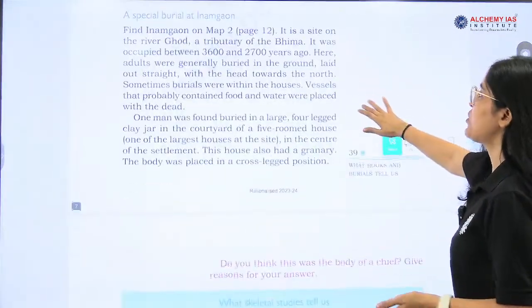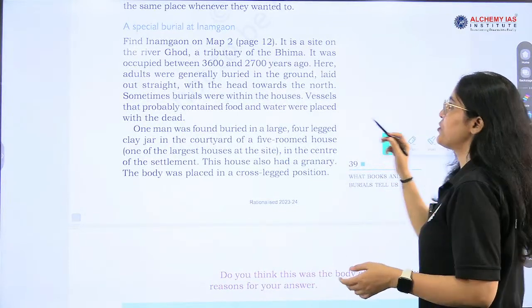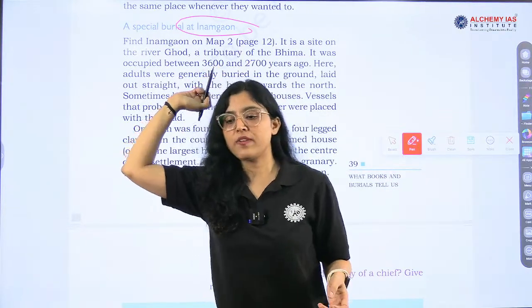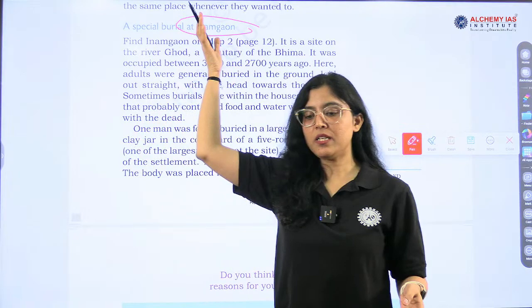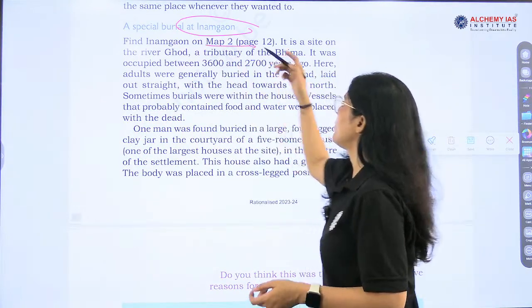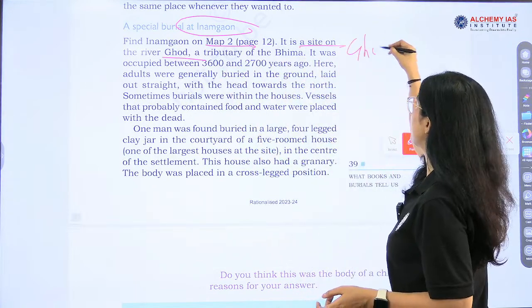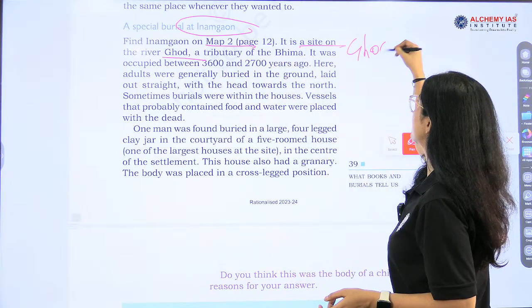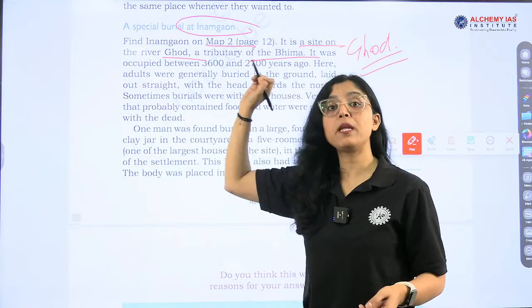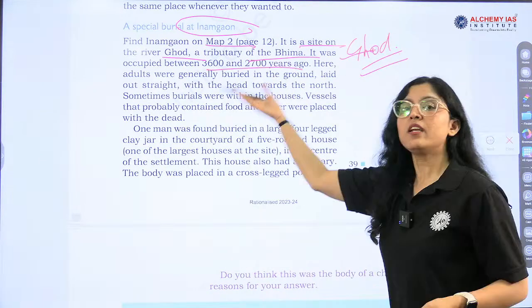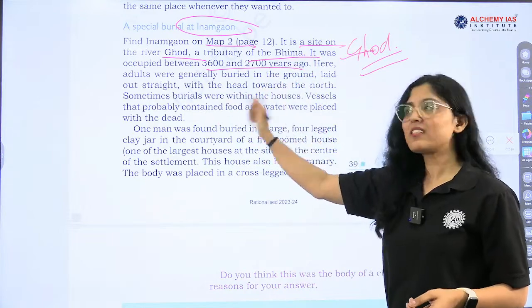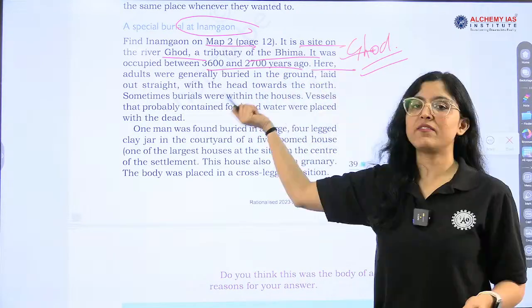Now, a special burial has been mentioned related to Inamgaon. Inamgaon is where? Which state? It is in Maharashtra, right? Inamgaon is a site on River Gode. River Gode has been mentioned, very important, a tributary of River Bhima. It was occupied between 3,600 and 2,700 years ago.